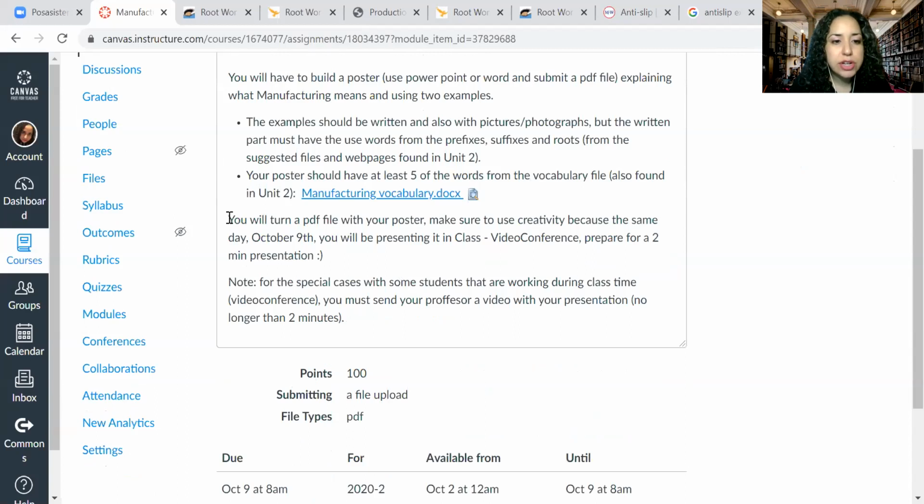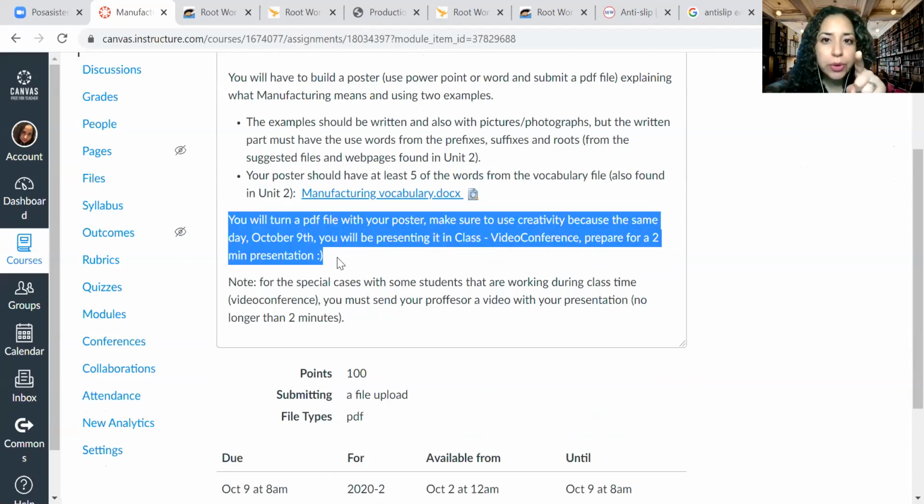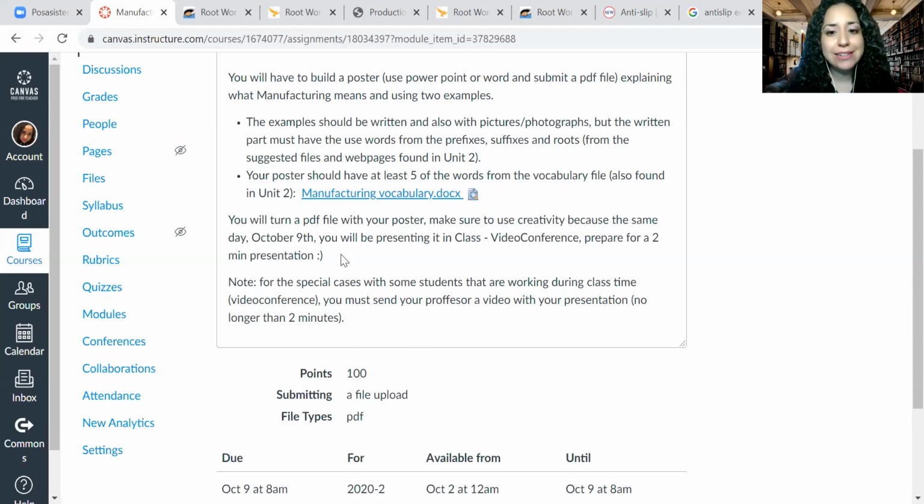Then the instruction is you. It's individual work. This is not teamwork. Everyone is going to be doing it. You will turn in a PDF file with your poster. Make sure to use creativity because the same day, by October 9th, that's what I was telling you at the beginning, next week, you will be presenting in class through the video conference.